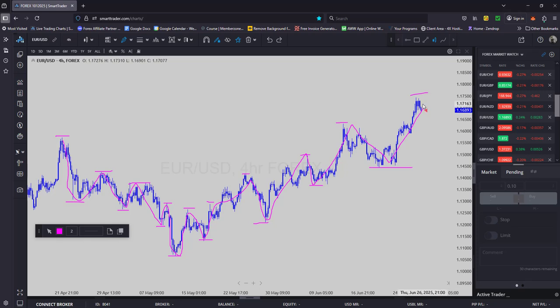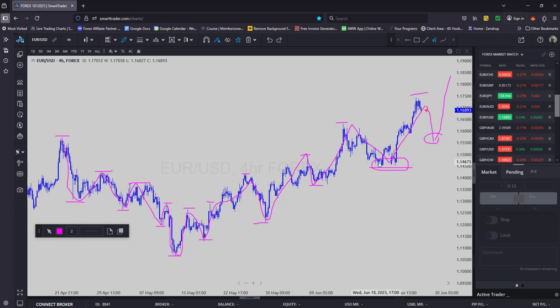What we should expect next, just like we did before, is some sort of correction. As long as we don't take out this low here, this is our secured low. As long as we don't take out this low, we should see this market reject and then continue to go back up, making higher highs and higher lows.